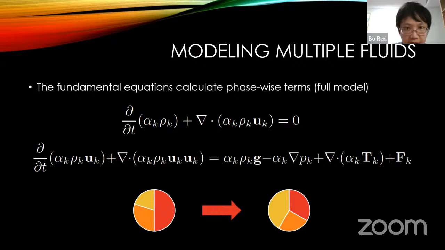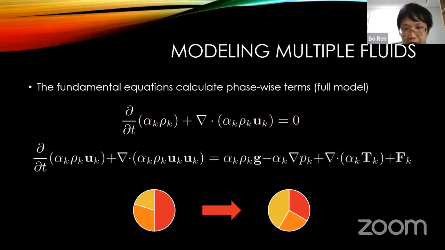The continuity equations on phase K, and the momentum equations on phase K as well. So comparing with the single fluid NS equations, we can find that there's an alpha K term in this equation, which is the concentration, or more specifically, the volume fraction of these multiple fluids.